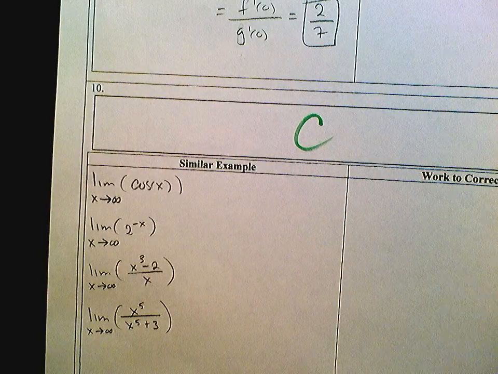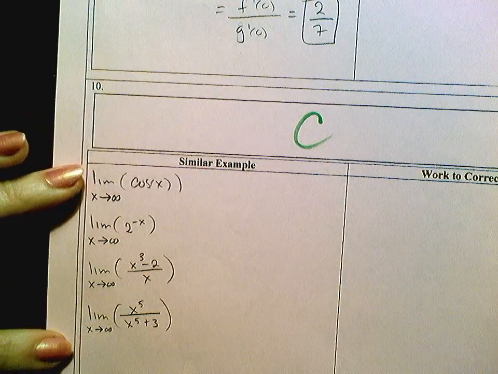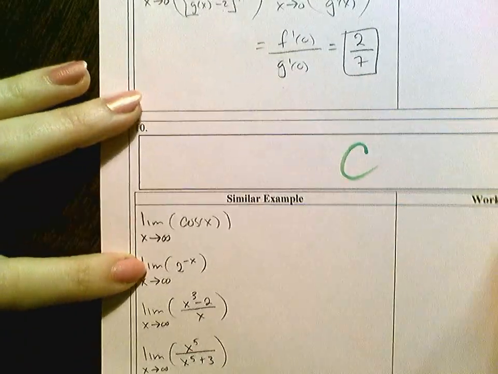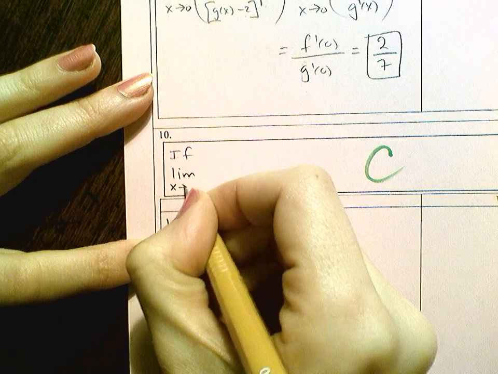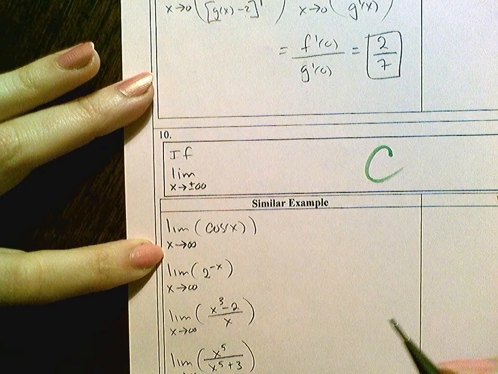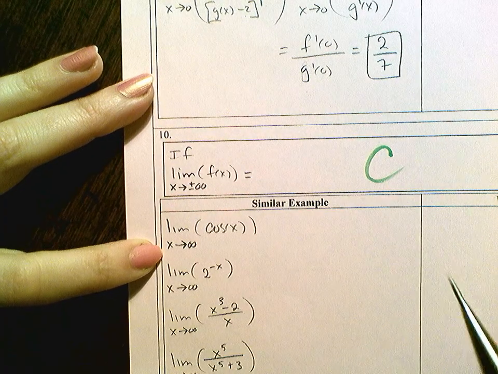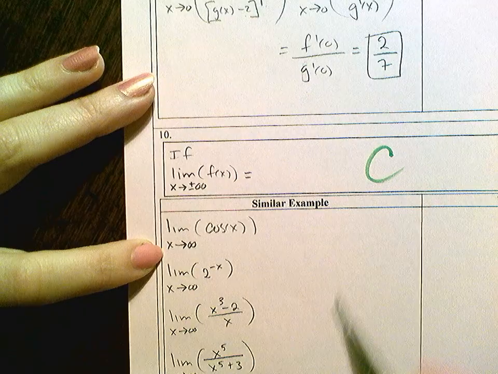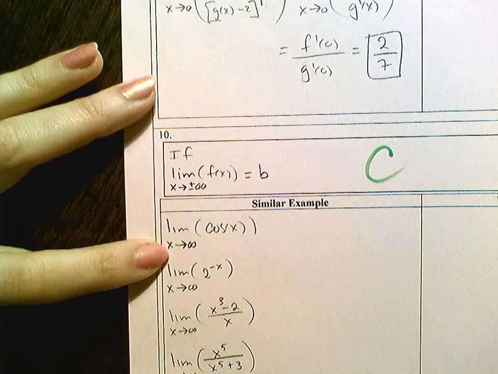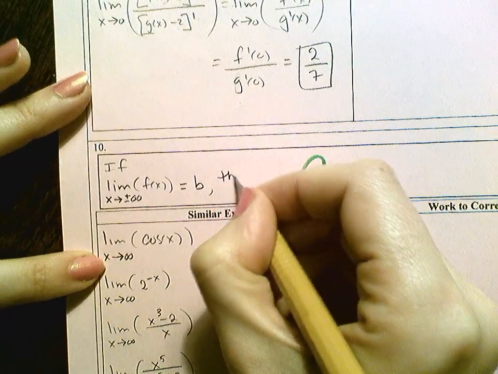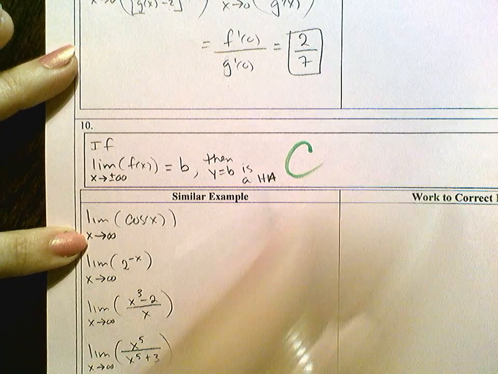Okay, now down here, I'm not going to do a similar problem. Instead, we're just going to talk about this. Okay, so let's say it like this. If the limit as x approaches positive or negative infinity of some function is equal to a number, let's call it b, then y equals b is a horizontal asymptote.